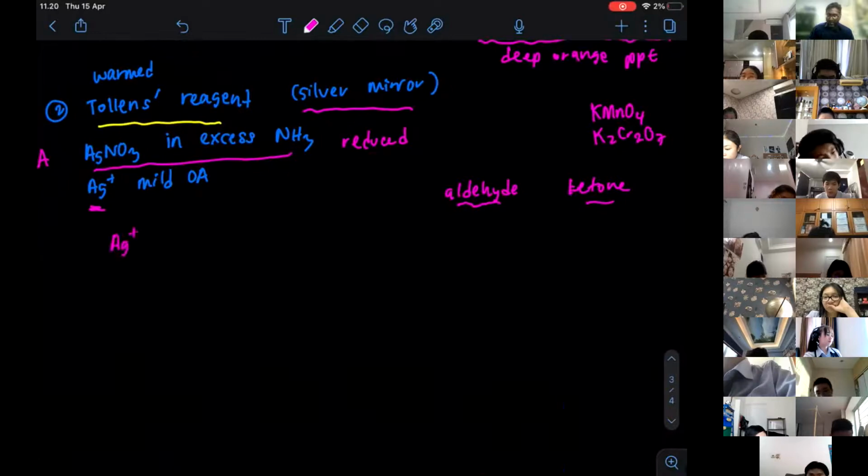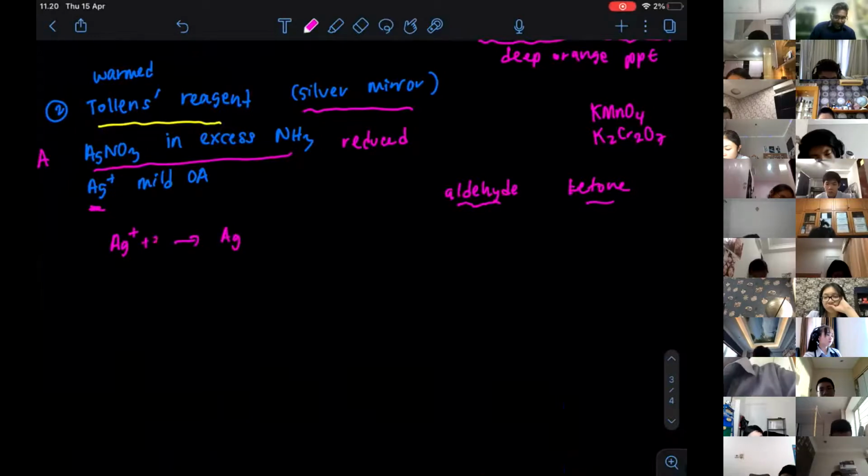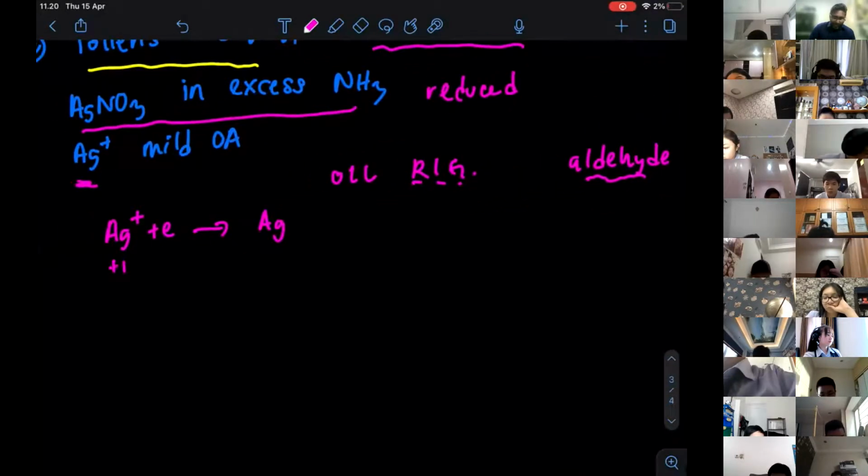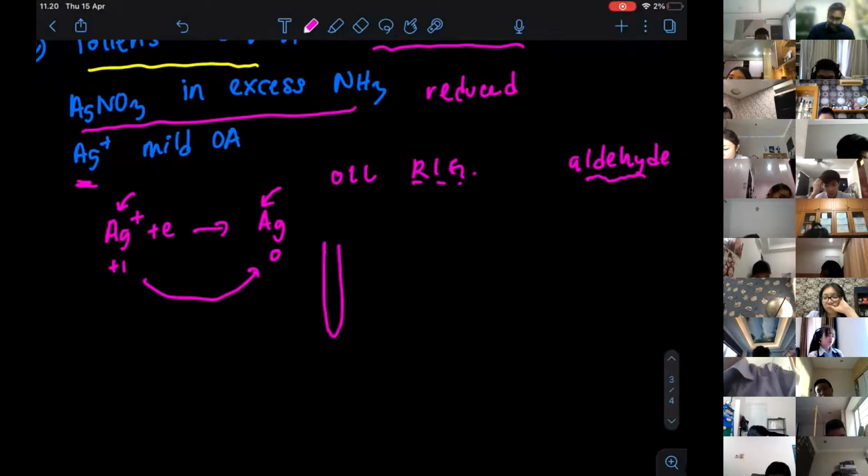Because just now you said they are going to be reduced. So it means this Ag+ is going to become Ag. It means they are going to be added with electrons. If you forgot about OIL RIG, reduction is gain of electrons. Or if you still don't remember that, it's okay. You can use oxidizing agent: +1 to become 0, so reduce in oxidation number. They are going to be reduction. So you see, silver ion is changing into silver metal. If you have a test tube over there, they are going to give you a silver mirror appearance.